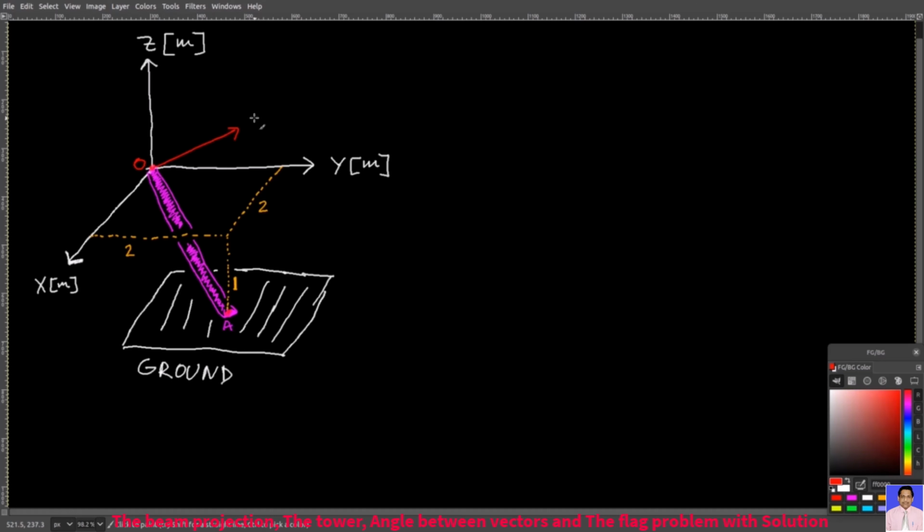And now a force is applied to the tip of this beam. In the xyz coordinate frame, this is your force vector. And now my question to you is, what's the component of this force along this beam? Try this problem out by yourself first, and then let's see the solutions in the next video.